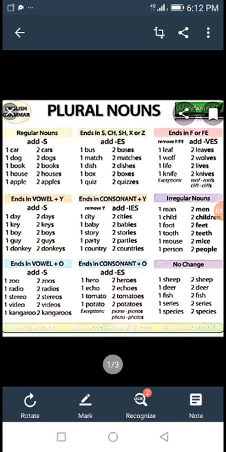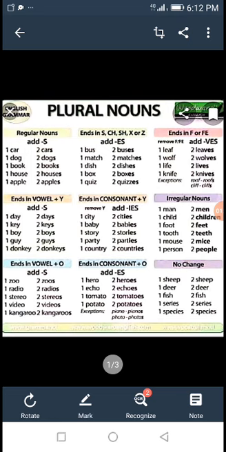Match: this word ends with ch. You only have to add es to make it plural. Match, matches. Dish, dishes. Box, boxes. Quiz, quizzes. See, these are some examples. For words that end in s, sh, ch, x or z, we should add only es to make them plural.